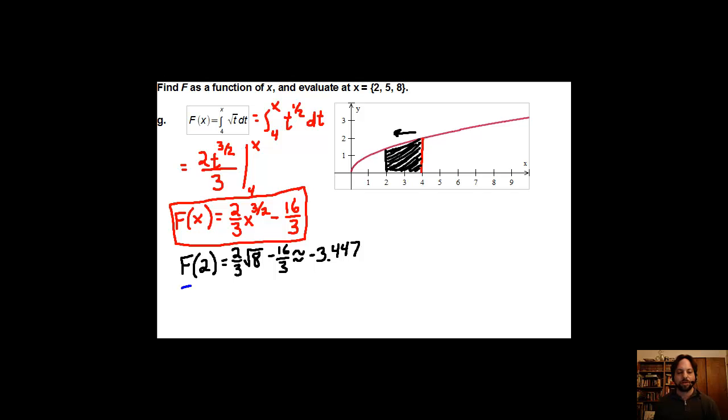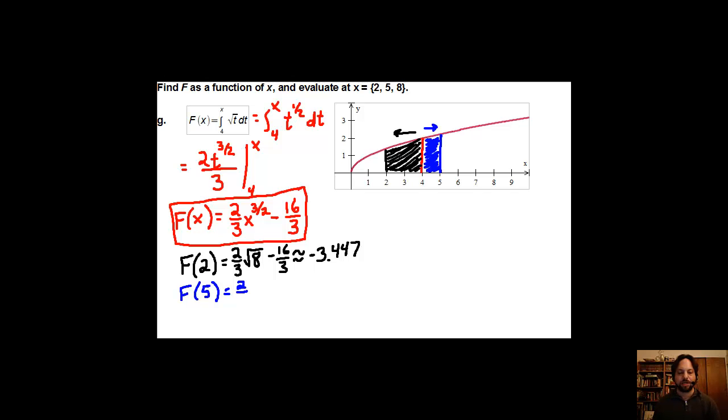Well, let's try one more. This is going to be capital F of 5. This will give me the area from 4 up to 5, so it'll give me this blue area right here. Now, this time, I am counting forward, so I should have a positive area. But let's see what happens.